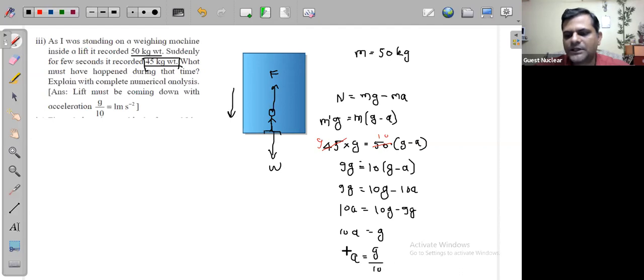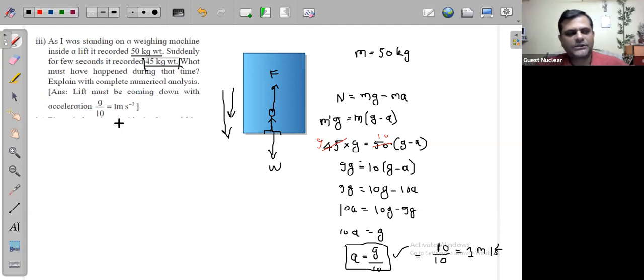And this numerical analysis tells us that the lift has been accelerated in the downward direction with an acceleration of 1/10 of the acceleration due to gravity. That is, we already know how much the acceleration due to gravity is. It is 10 meter per second square. So if we put the value of g here, we get 10 divided by 10. That means it becomes 1 meter per second square. So this must be the acceleration of the lift in the downward direction. So the lift must be moving down with the acceleration of g by 10 meter per second square.